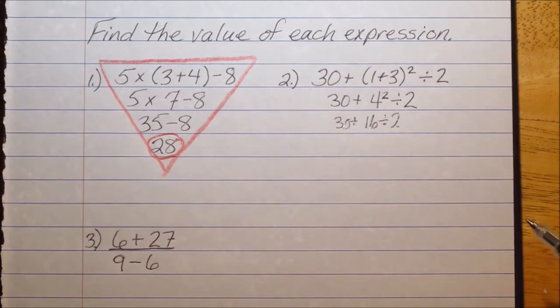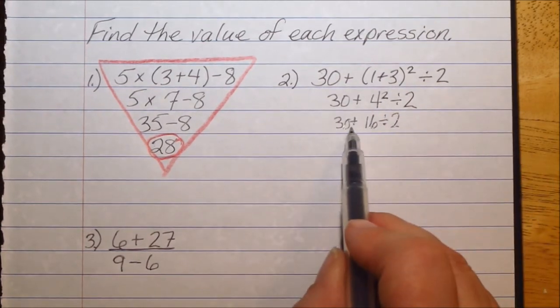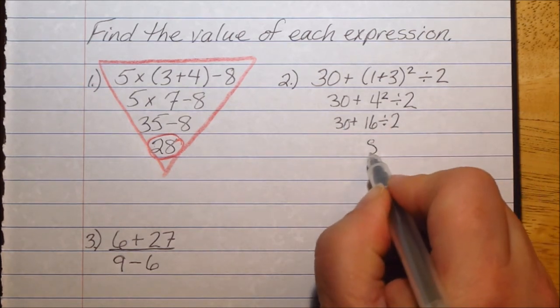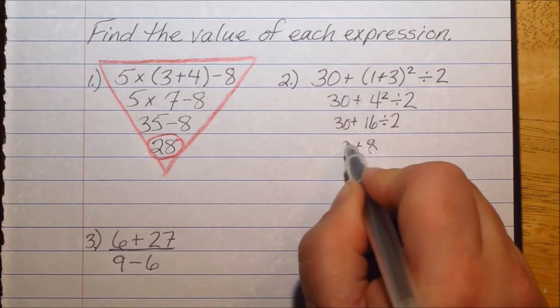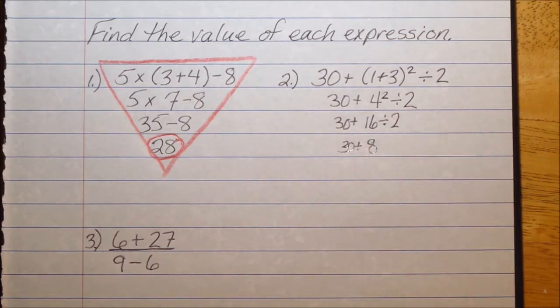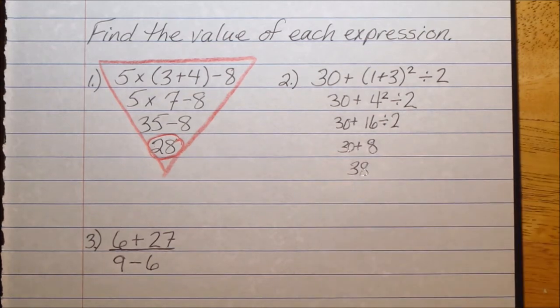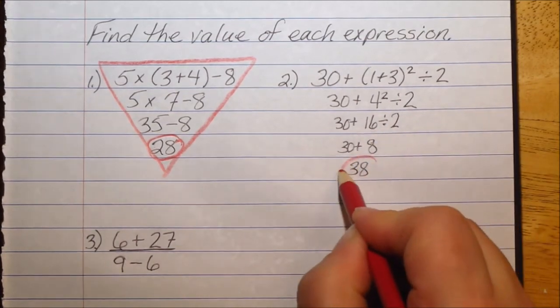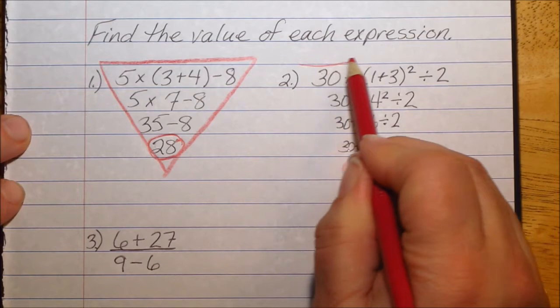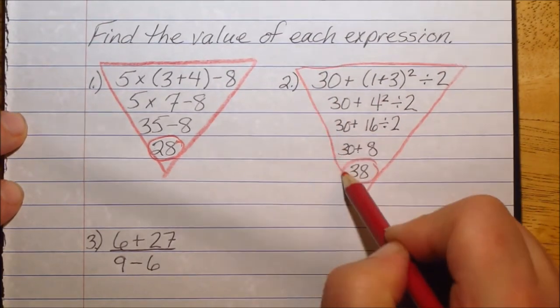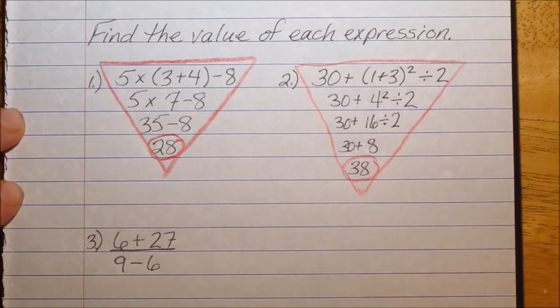Now my next step would be any multiplying or dividing. I have an addition one here, but I have a dividing one here. So I've got to take care of that first. 16 divided by 2 is 8. Bring down the rest of the expression. And 30 plus 8 is 38. And that is my answer. Okay, that's how you do problem number 2.